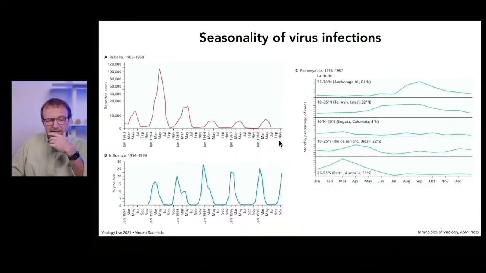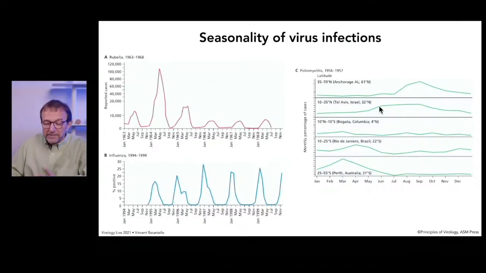Now, many virus infections are seasonal. Here are some graphs that show that. Here's rubella in the U.S. from 1963 to 1968. You can see a summer prevalence. Here's influenza, which, of course, in temperate climates is a winter disease.